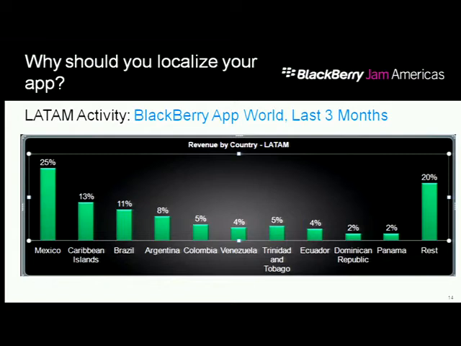Let's zoom into some of the activity in South America. Mexico accounts for 25% of the revenue, where the major language is not English, followed by the Caribbean, 13%. English is not commonly spoken there. And Brazil, 11%. The major language is Portuguese. So the top 3 revenue-generating countries in South America are not countries where English is the primary language.